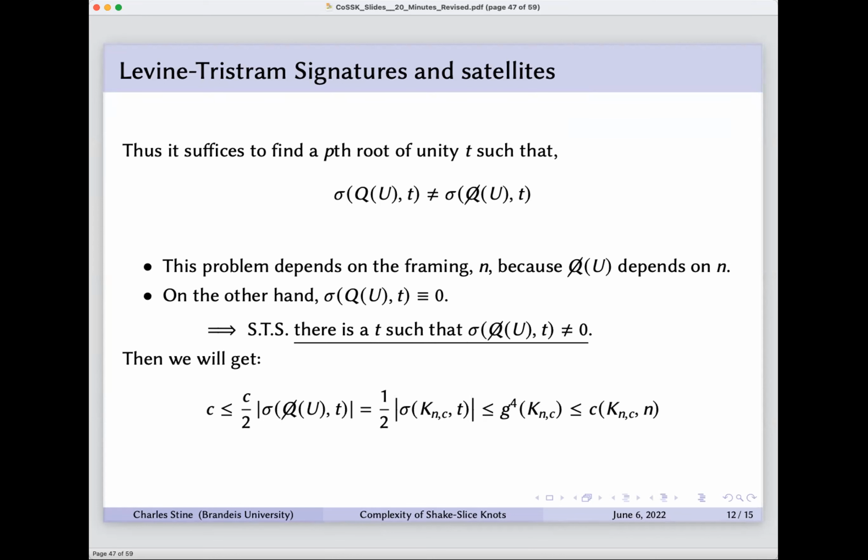Given such a value of T, or a formula to find such T given our framing N, we then plug that into the computation we did on the previous slide, and we get that the 4-genus of our knot K_{N,C} is greater than or equal to our target complexity C, and therefore our target complexity is achieved.